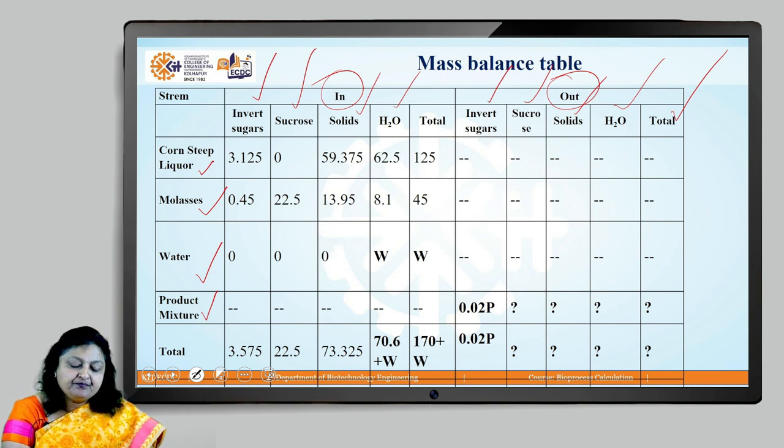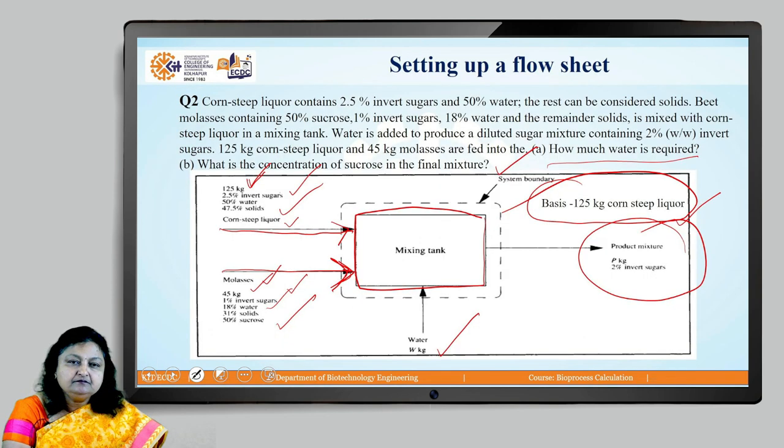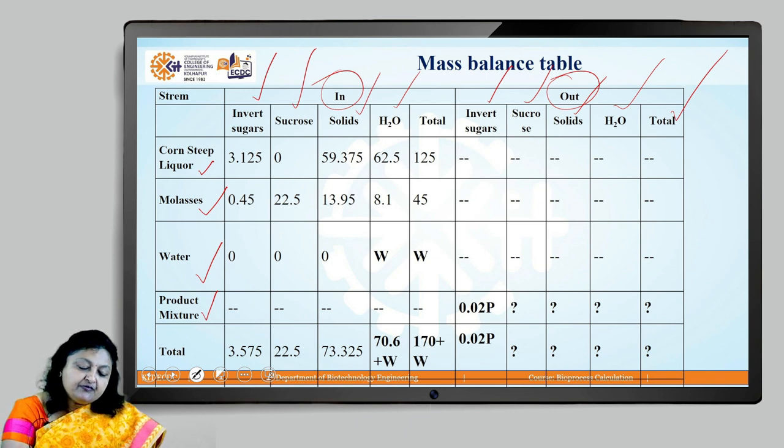Once you draw the mass balance table, then first stream you consider is the constipated liquor input stream. Now here in the flow sheet we have written the composition. The constipated liquor contains 2.5% invert sugars. So the first component is invert sugar. In constipated liquor, calculate the quantity of invert sugar. It is 2.5% of 125. So calculate that and write here. So it is 3.125.